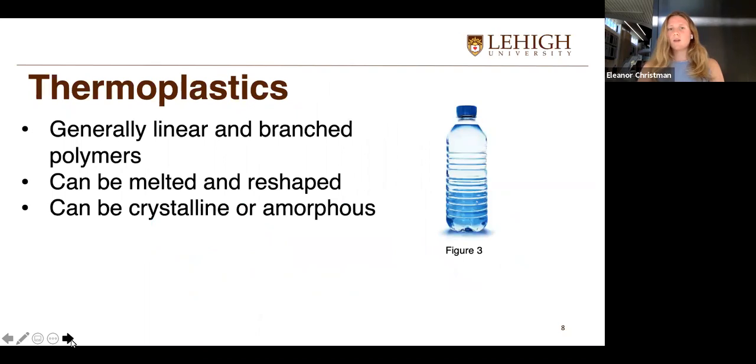And then there's some different categories that all these different polymers can go into. Thermoplastics would cover generally linear and branched polymers, and these can be melted and reshaped. They can also be crystalline or amorphous. Thermoplastics are generally what you would think of as plastics, like your plastic water bottle, plastic bags, those kinds of things.